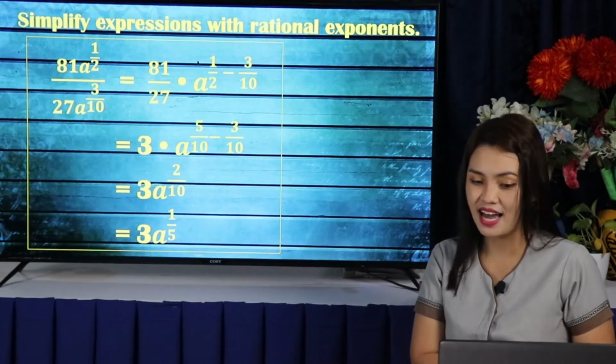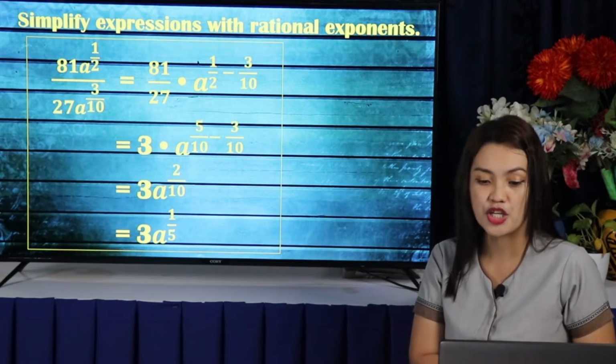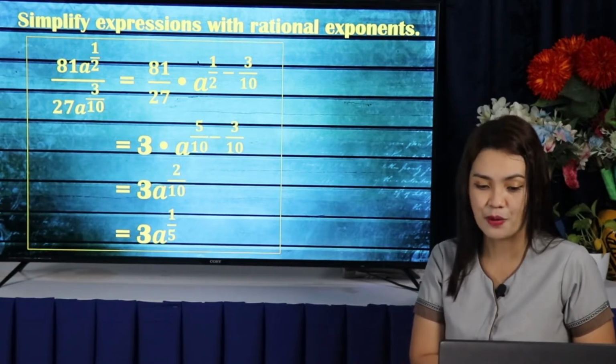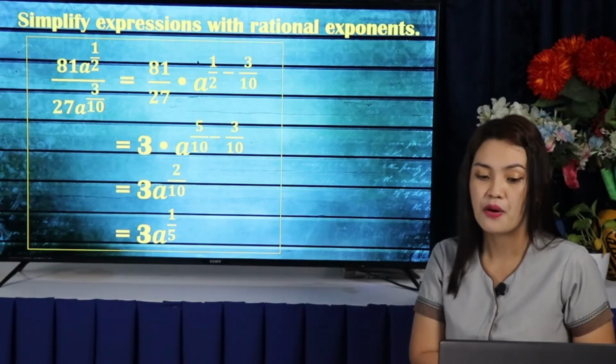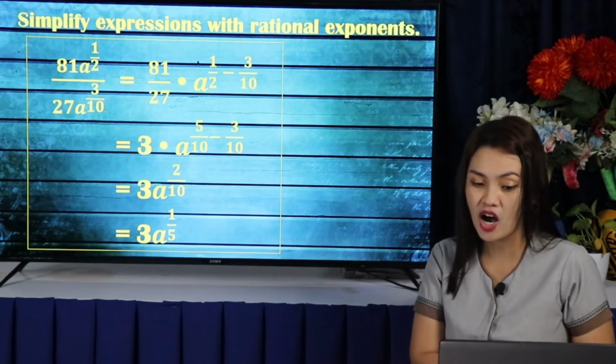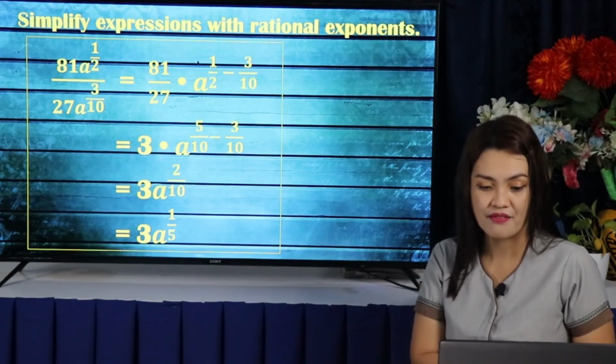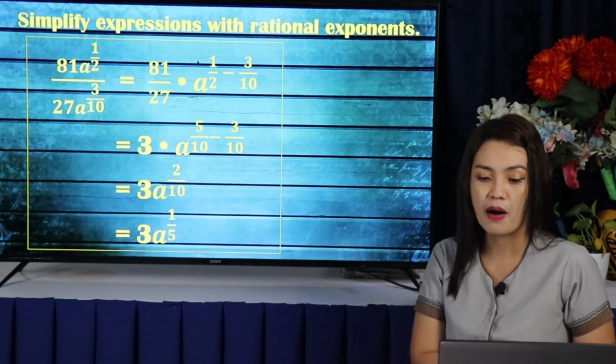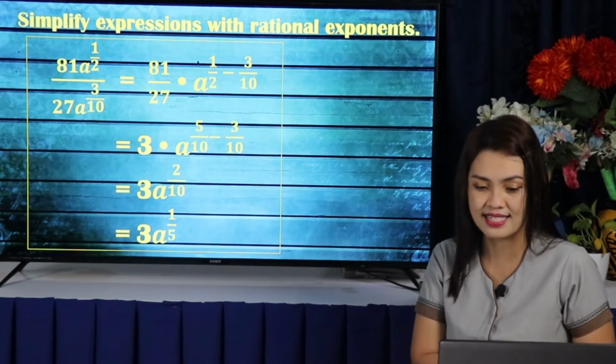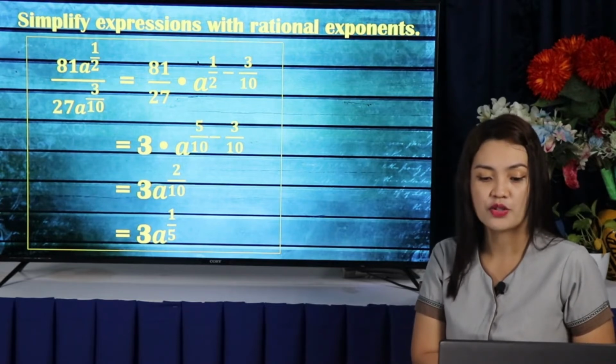In simplifying this kind of expression, work on first with the numerical coefficients. Thus, divide 81 by 27. This case has also rational exponents. We need to find the common denominator of the two rational exponents. So 81a raised to the power of 1/2 divided by 27a raised to the power of 3/10 becomes 81 over 27 times a raised to the power of 1/2 minus 3/10. Simplify 81 over 27 and that is equal to 3.